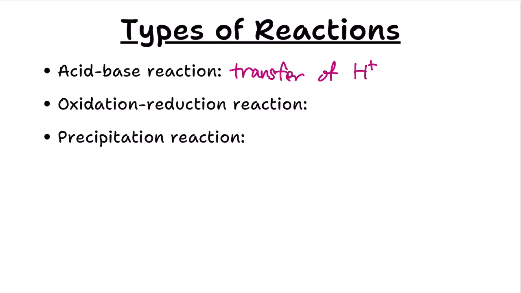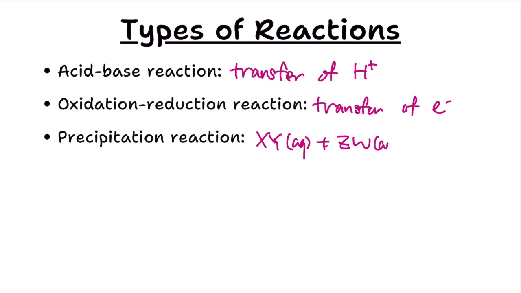An oxidation-reduction reaction occurs between 2 reactants when there is a transfer of electrons. On the other hand, a precipitation reaction usually occurs between 2 aqueous solutions. And then new ionic bonds form between one of the substances in each of the aqueous solutions, and it forms an insoluble solid in the aqueous solution.